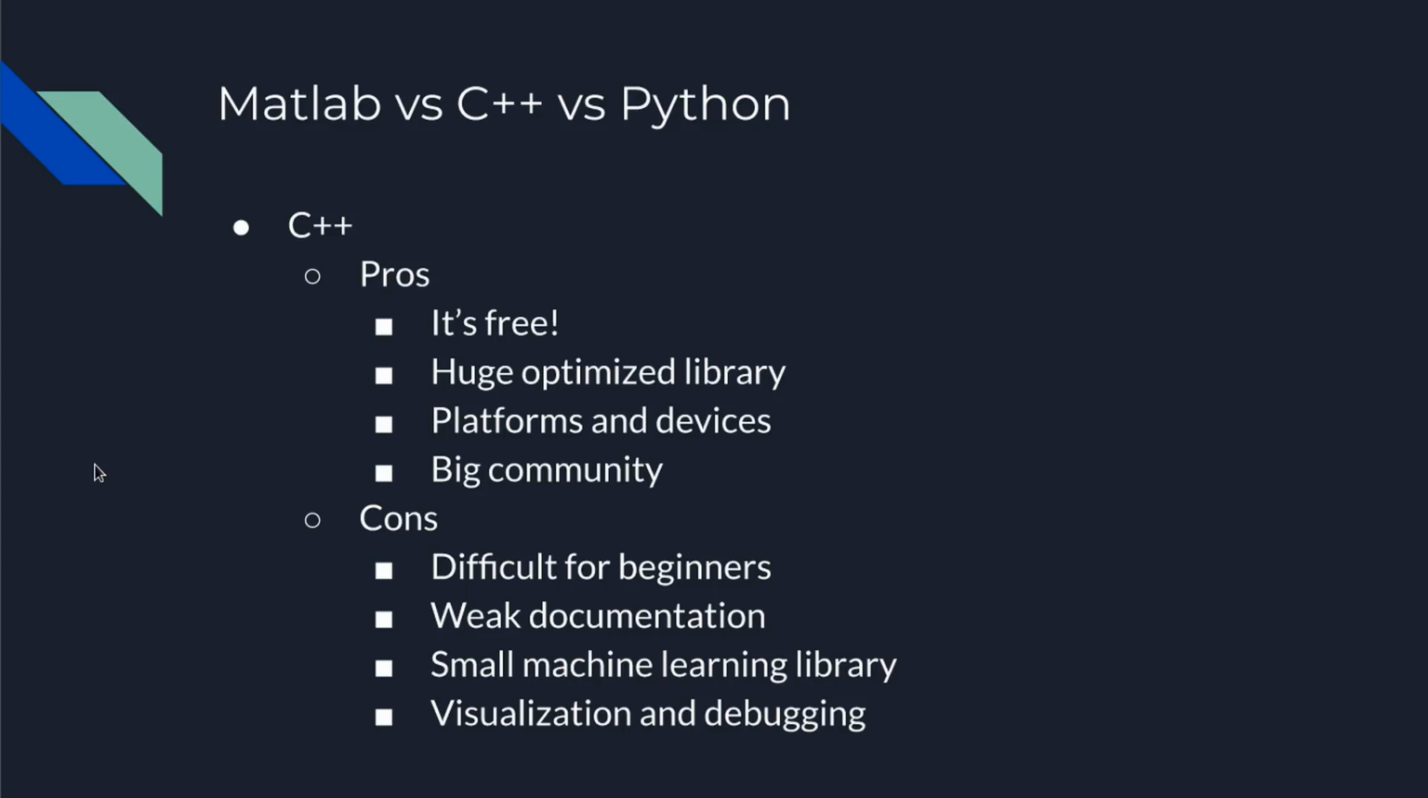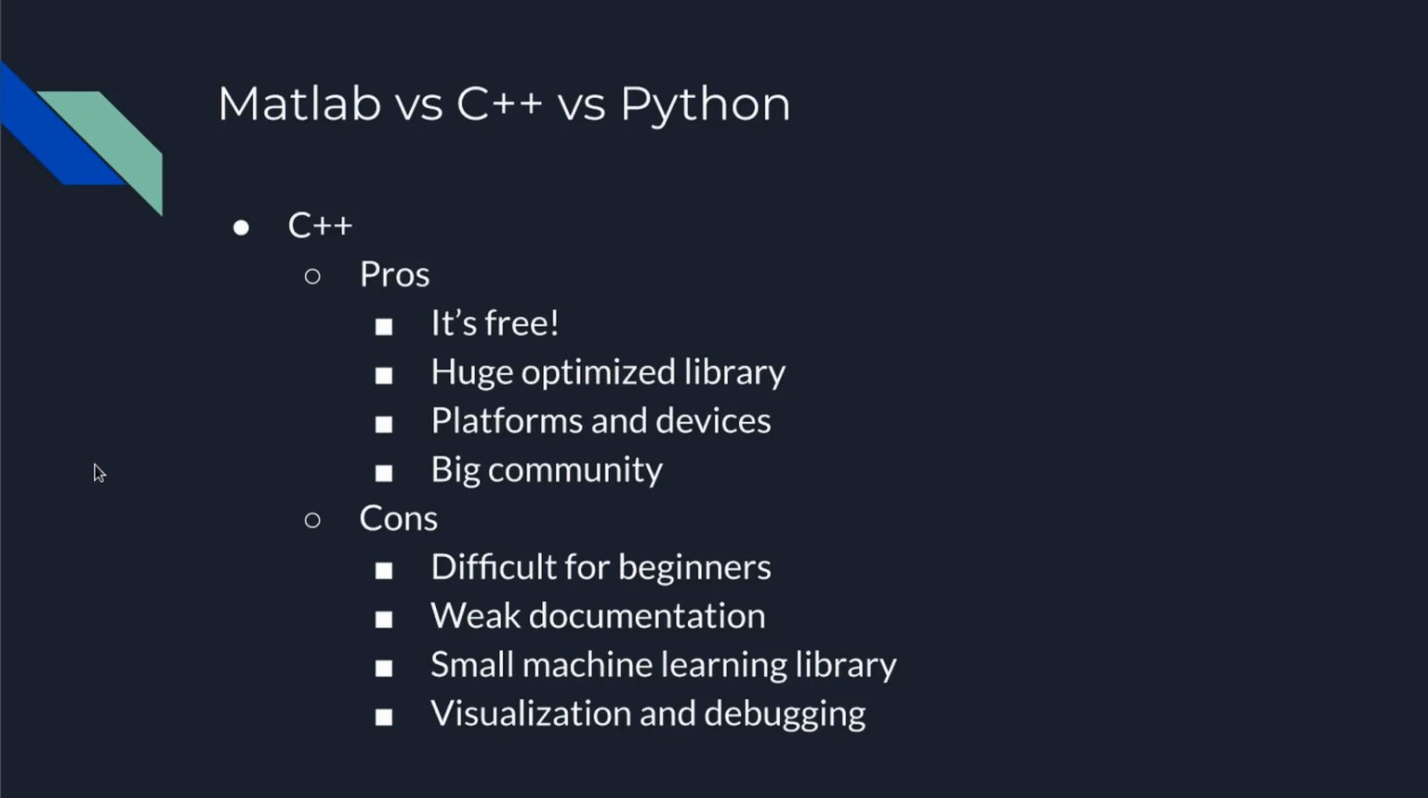The next con is that it is a very small machine learning library. A computer vision engineer frequently needs many machine learning routines. OpenCV has a small set of machine learning algorithms compared to the choices available when you are using Python for OpenCV. The next con is the visualization and debugging.